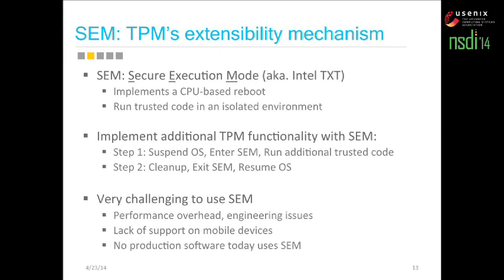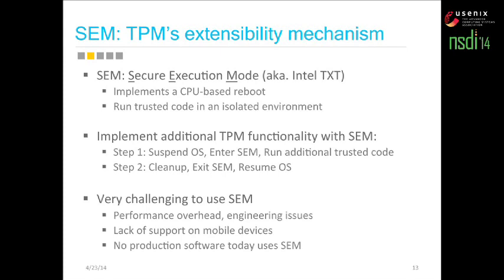In order to remove the operating system from the trusted computing base, we can usually run secure execution mode in 2 steps. In the first step, we first suspend the operating system, initiate this secure execution mode, and then run this additional TPM code. In the second step, after the code is finished, we do necessary cleanup, exit secure execution mode, and then resume the operating system. Even though the logic here may seem simple, it is actually very challenging for mobile devices to use secure execution mode in this way.